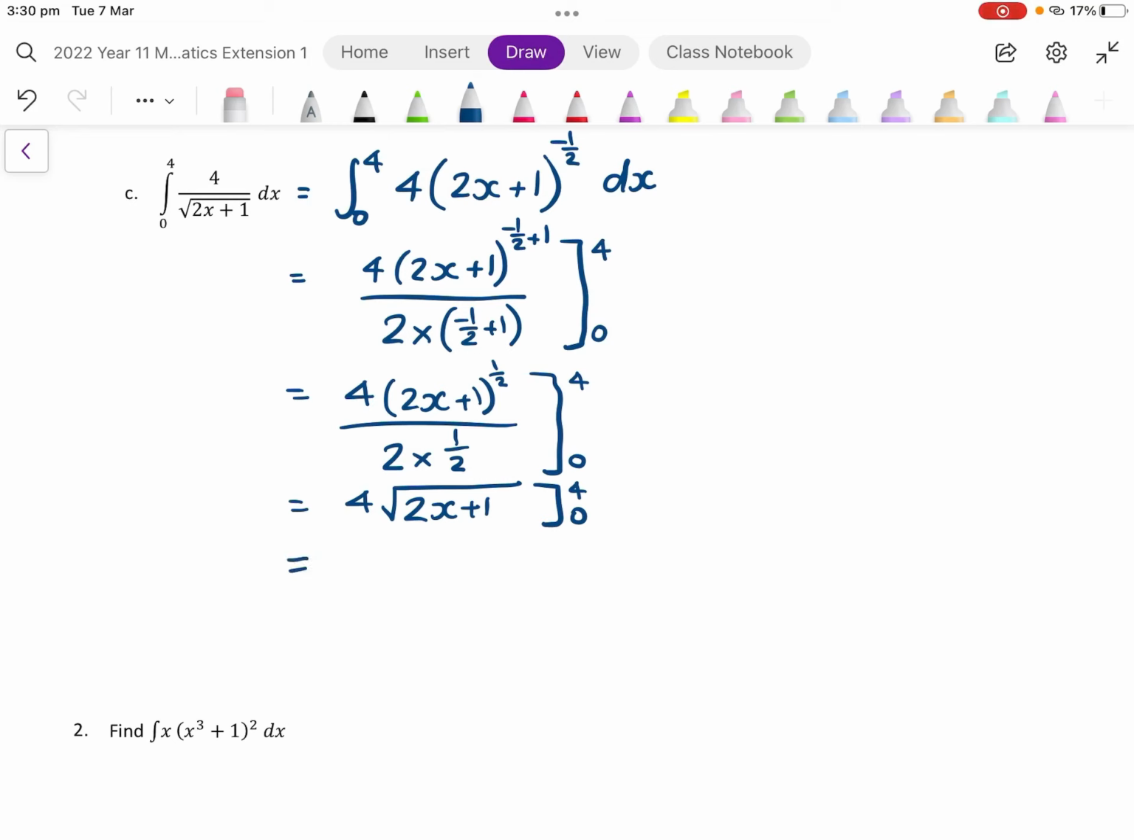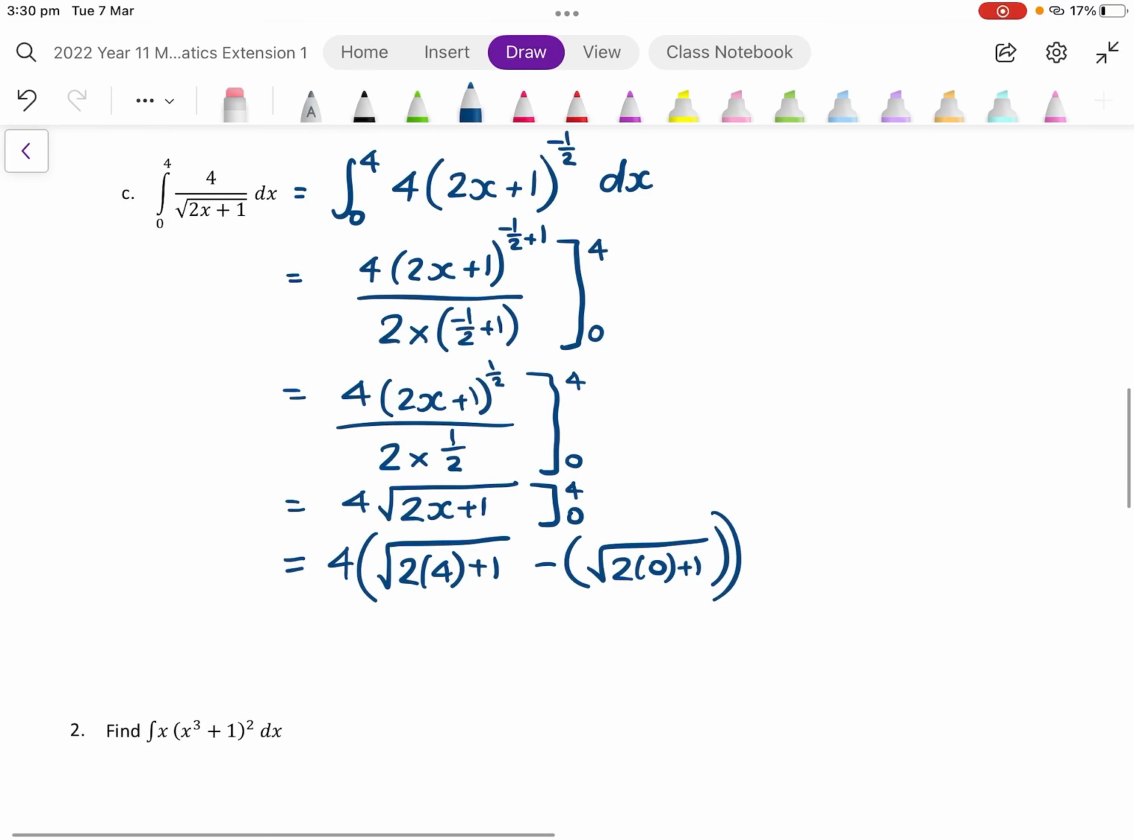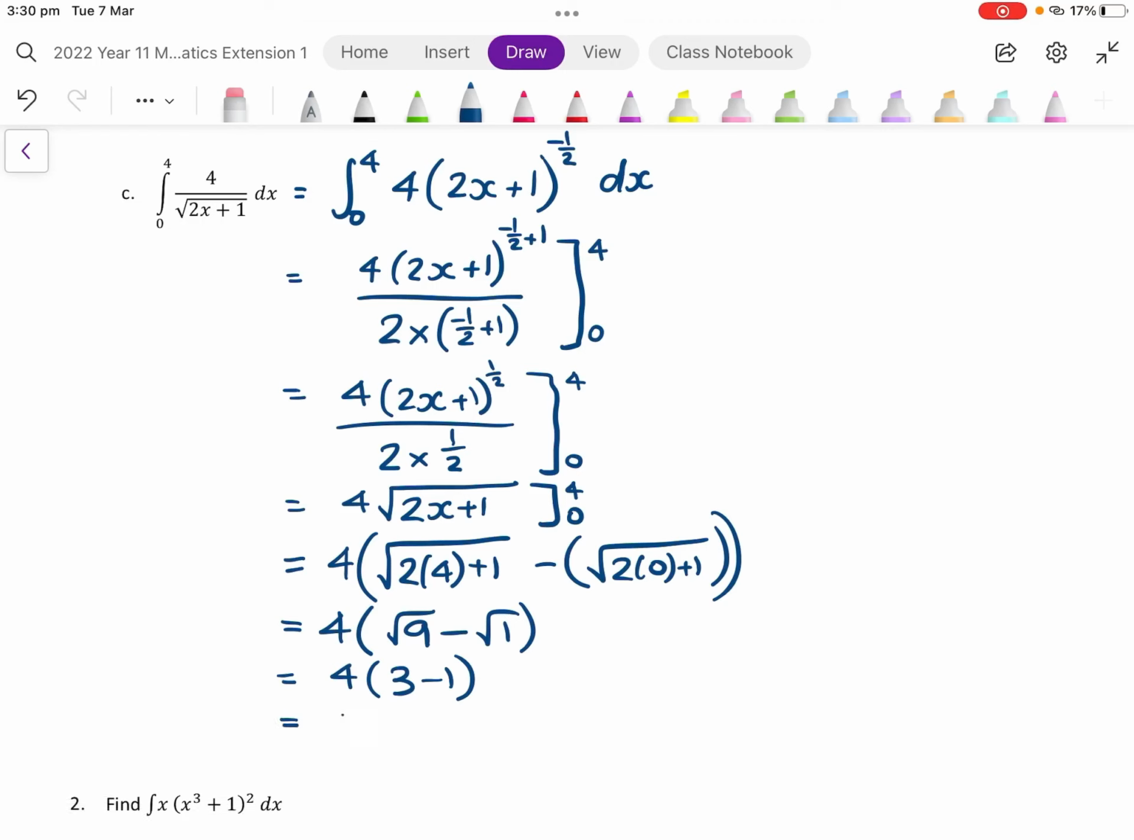I can also bring this 4 out the front, because it is not going to be impacted when I substitute anything in. So I have my 4 out the front, root of 2 lots of 4 plus 1, minus, in brackets, root of 2 lots of 0 plus 1. Then I'll have 4 lots of root 9 minus root 1, which is equal to 4 lots of 3 minus 1, and 3 minus 1 is 2. So it's equal to 4 lots of 2, which is equal to 8. Okay.